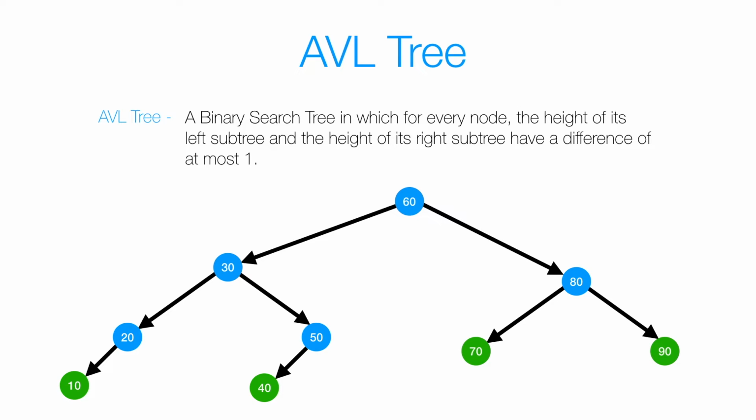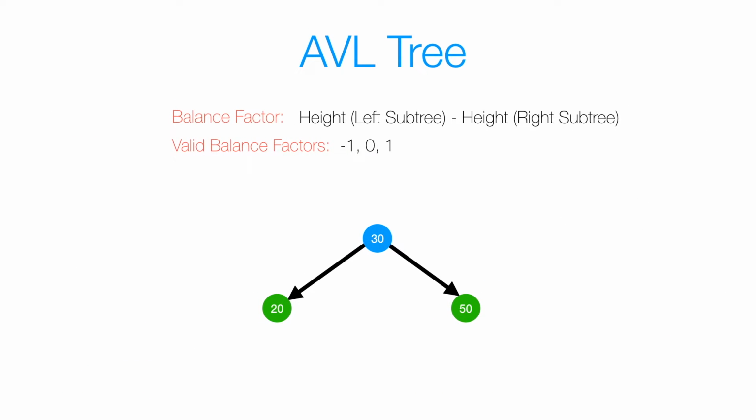Now the height of an empty tree is going to be represented as -1. Now let's see what insertion looks like. To insert into an AVL tree, we're going to use something called the balance factor. And the balance factor is the height of the left subtree minus the height of the right subtree.